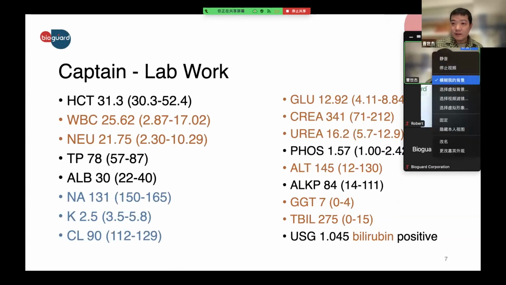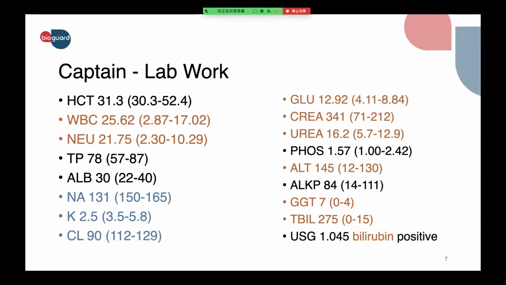Okay, so here it may be easier for you to see the values. We can see the white blood cells getting higher, hyponatremia, hypokalemia, and hypochloremia as well, and blood glucose getting higher. Also the creatinine and BUN are high. Also some liver enzymes: ALT, gamma GT, and total bilirubin. There are many off-range values in this case, so we need to analyze step by step.